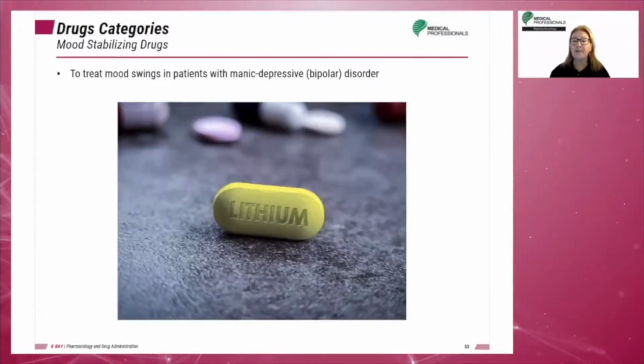Mood stabilizing drugs are used to treat mood swings in patients with manic depressive or bipolar disorders. For example, lithium.